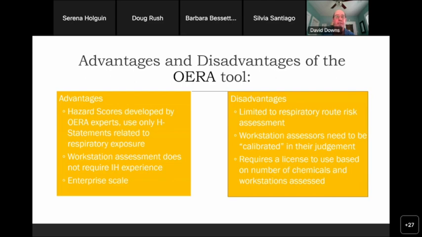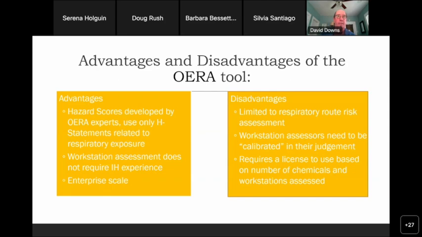So again, advantages and disadvantages of this tool. Advantages: hazard scores are developed by experts. We would have those pre-populated and assessed. And it only uses H statements related to respiratory exposure in those situations, or tox data as needed. Really, the workstation assessment is designed so that it doesn't require a detailed industrial hygiene or safety experience. Really, it's anybody who has a good knowledge of the process and can observe how it's being done and worked can do that workstation assessment.